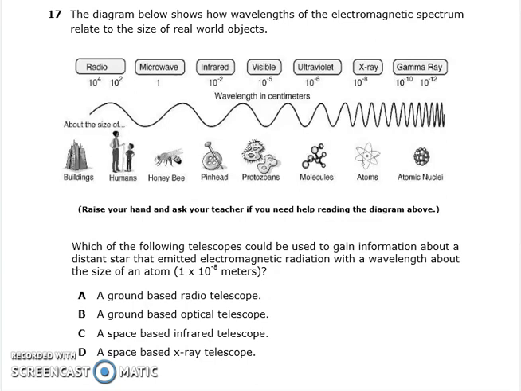A, a ground-based radio telescope. B, a ground-based optical telescope. C, a space-based infrared telescope. Or D, a space-based X-ray telescope.